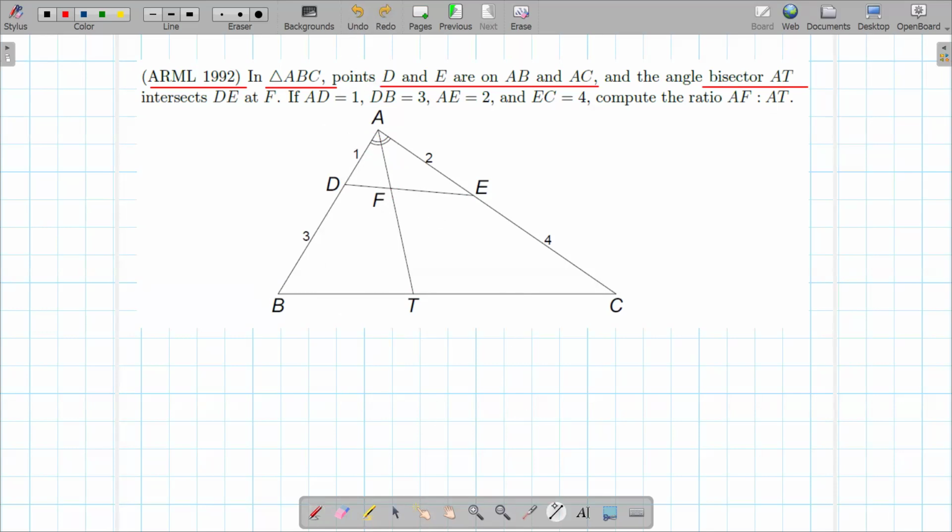And then we've got some dimensions given to us. AD is 1, BD is 3, AE is 2, and EC is 4. As you can see here, AD is 1, BD is 3, AE is 2, and EC is 4, right? All right. And then what we are asked to compute is the ratio AF over AT.